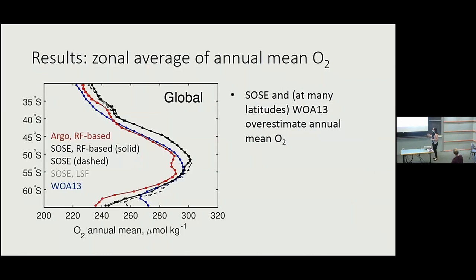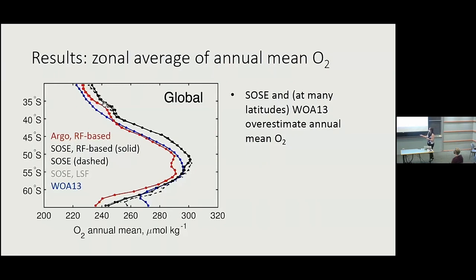We can do this for global zonal averages. In this plot, we have the annual mean oxygen on the horizontal axis. Vertical axis is latitude, south to north. And we have a bunch of different lines for SOSE. The reason why is because we want, of course, the truth, which is the dashed black. We want the RF-based estimate from SOSE profiles, from model profiles. So we want to see how that compares to the truth.